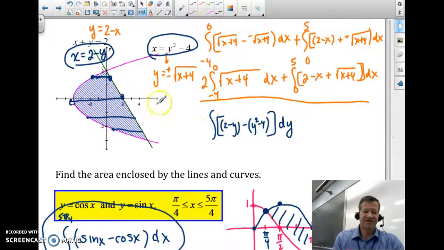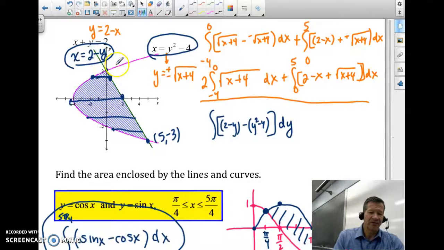Okay, so the right side minus the left side. Now what are the limits? Well, since these are y values, I need y values for my limits. Recall that this point is at 5, negative 3. This point up here at the top of the region is at 0, 2.